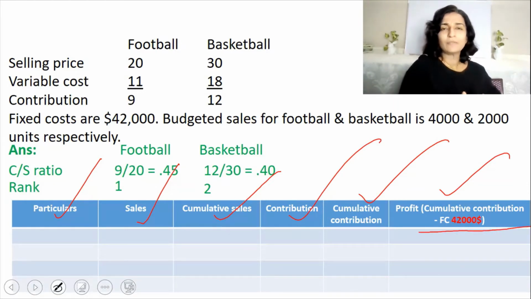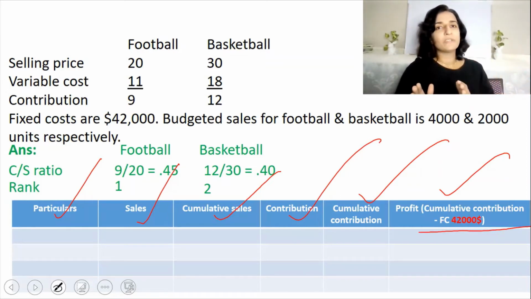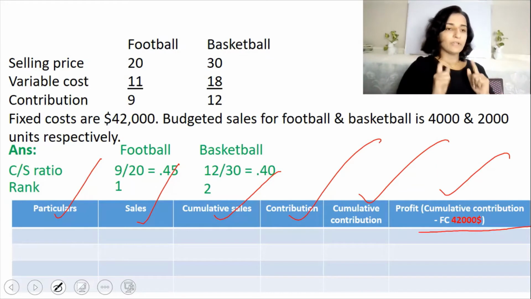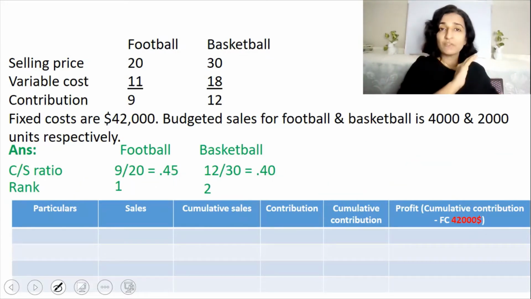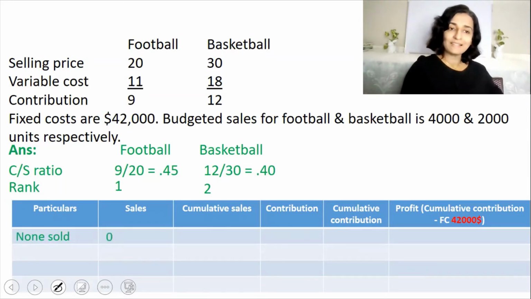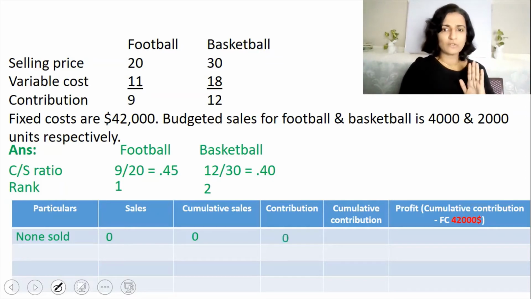What do you mean by cumulative contribution? The total contribution. Total contribution minus the fixed cost is the profit figure. So first we will take the situation where we are not selling anything. So no products are sold or none sold. So what is the sales? Sales is 0. So the cumulative sales, it's the total sales, that's also 0. And what is the contribution? If sales is 0, contribution is also 0. And what is the cumulative contribution? Cumulative contribution is also 0.